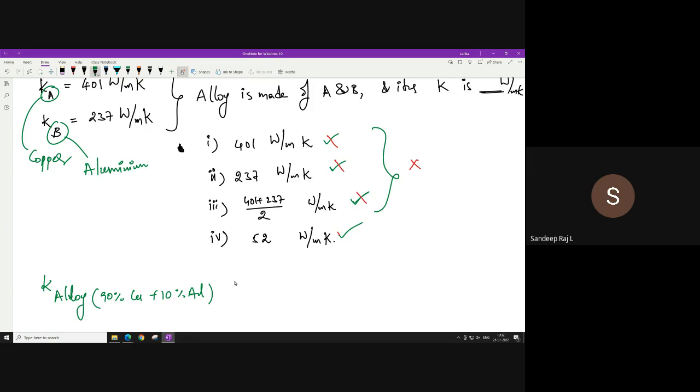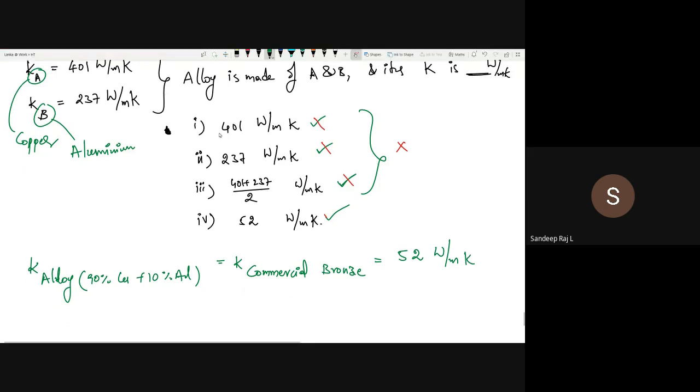See, if you make that alloy, it is nothing but bronze. I hope you know what bronze is. It is actually commercial bronze. If it is laboratory grade bronze, you will have tin and many other things added. But generally commercially available bronze will have only copper and aluminum. So this commercial bronze will have a thermal conductivity of 52 watt per meter Kelvin. It is not 401, or 237, or the average of them.